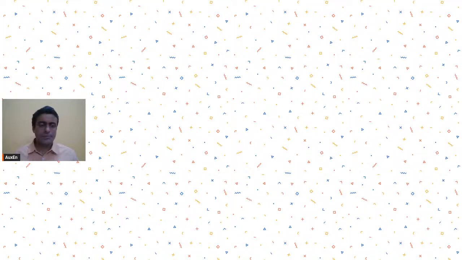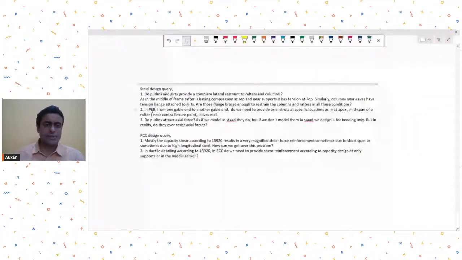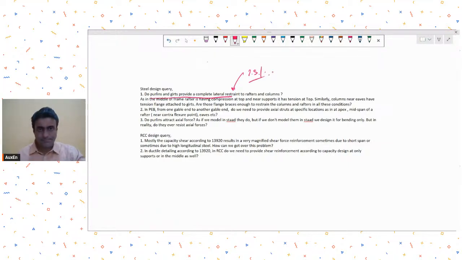Okay, so his first question, Mansimran Singh, who is joining us from Ludhiana, is asking: do purlins and girts provide a complete lateral restraint? It depends, if they are able to take 2.5% of the load in compression flange.